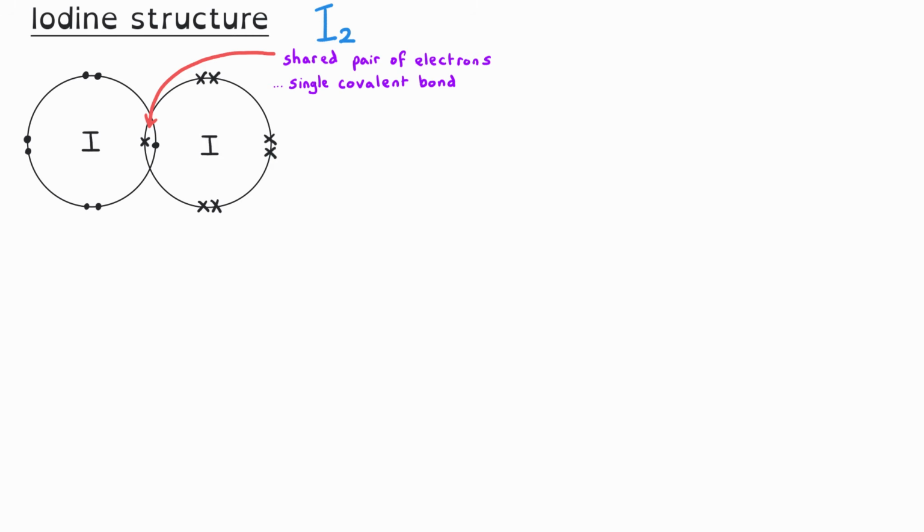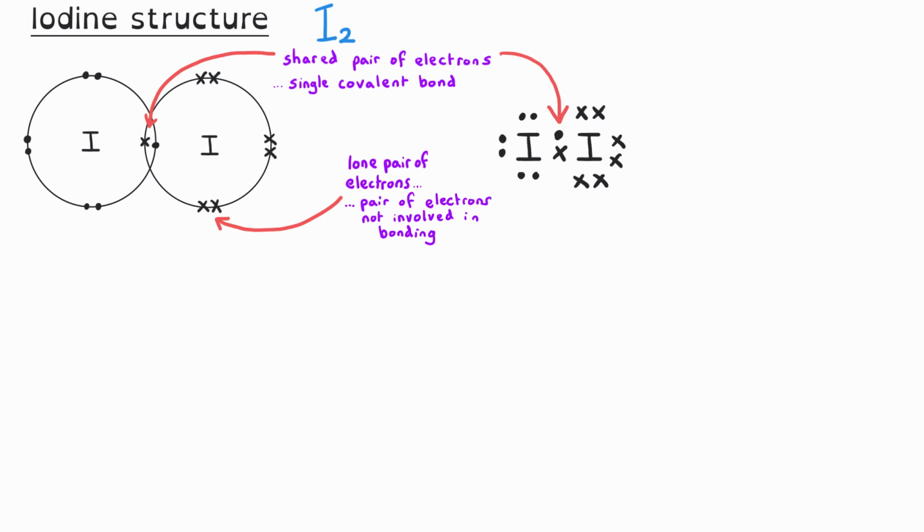bond. Notice that each iodine atom also has 3 pairs of electrons not involved in bonding, known as lone pairs of electrons. We see the same electron arrangement with the simple dot and cross diagram that doesn't show the actual shells itself. We've got a single covalent bond here, this shared pair of electrons represented by 1 dot and 1 cross, and then each iodine atom has 3 lone pairs of electrons around its outer shell. The displayed formula of iodine shows 2 iodine atoms and a single line representing that single covalent bond.